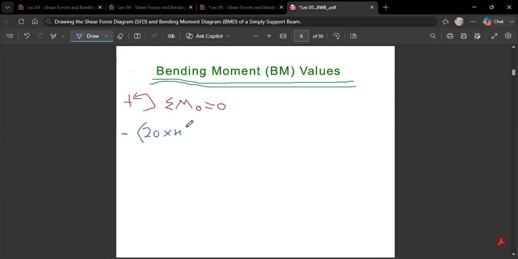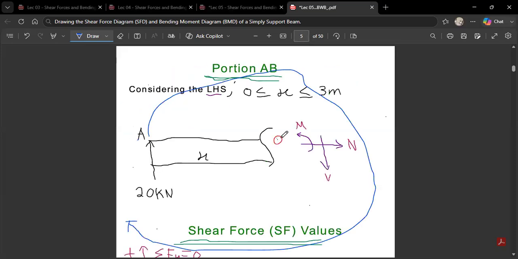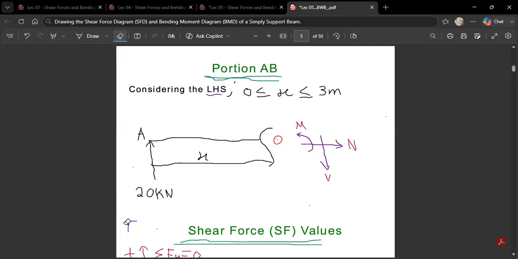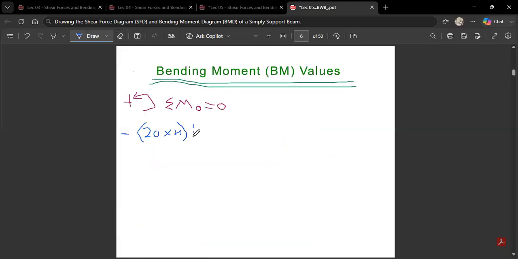Negative 20 times x. Then we close the bracket. Then let's take the other moment. The other one is what? There is no other moment to take back. Actually, there is. From the left-hand side, we consider it as a moment, but that moment is anti-clockwise, so it is positive. So you're going to write plus M. You see, this M is what I'm talking about. So plus M.